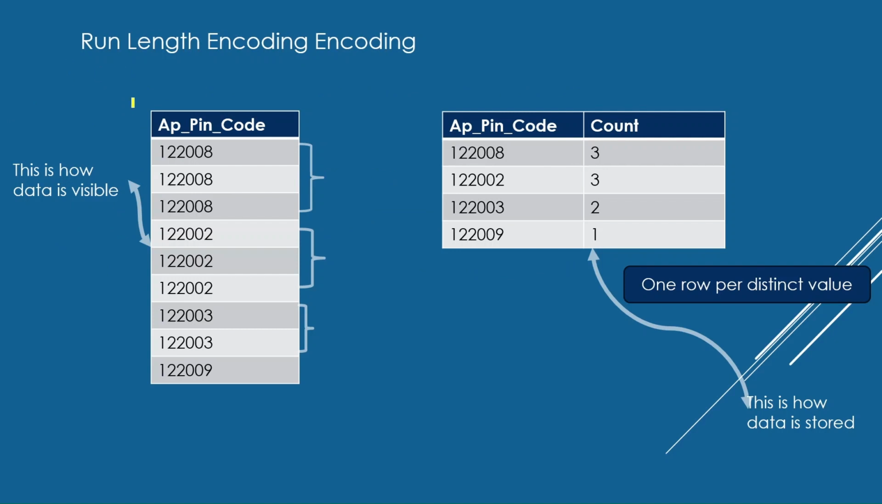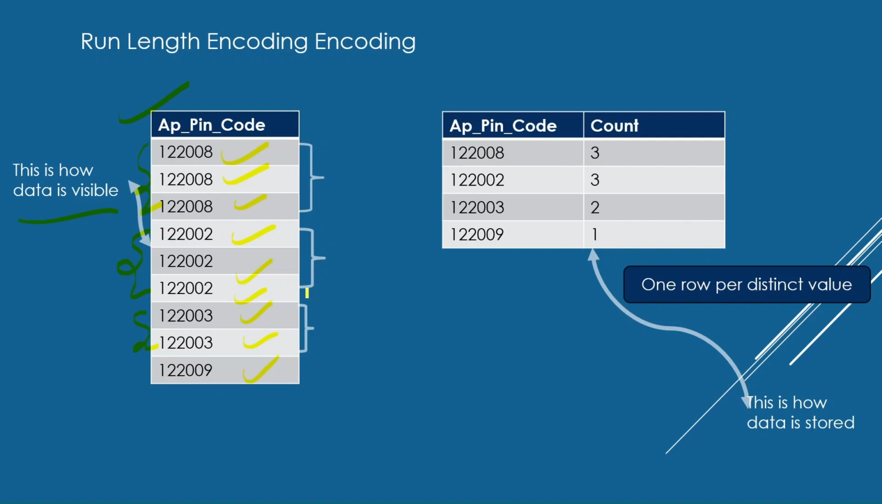Suppose this is the pin code column, and this is the data stored in this column, which is the data that is visible. We can figure out that this is a duplicate repeated in consecutive rows. This is also a duplicate repeated in consecutive rows, and this is also a duplicate repeated in consecutive rows.